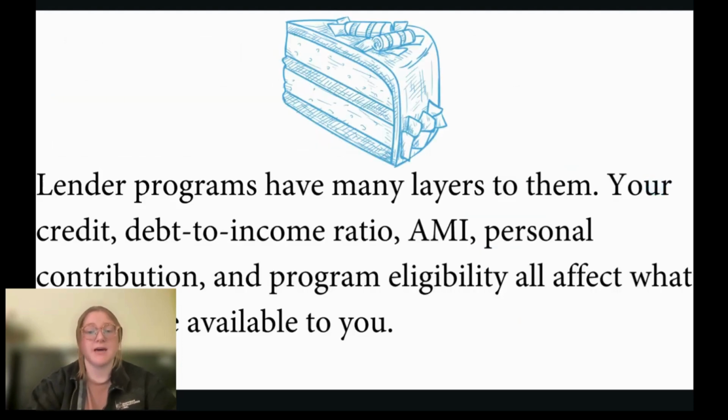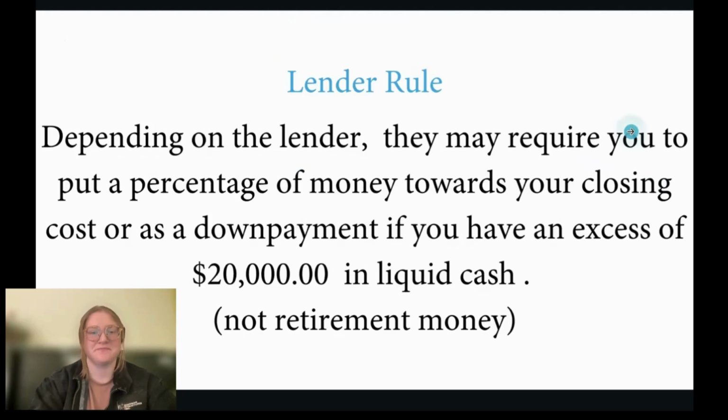And lender programs have many layers to them as well. Just like this lovely cake, your credit, debt to income ratio, AMI, personal contribution, and program eligibility all affect what options are going to be available to you. So again, this is a very case-by-case program. We like to take everybody's unique situation into account and make sure that we're doing justice to your situation.